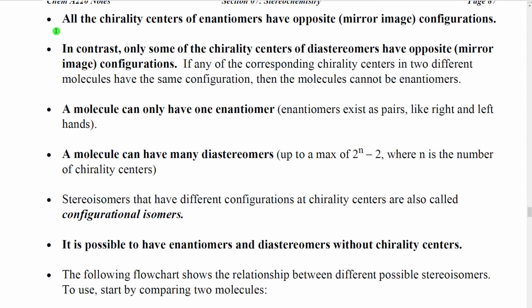Some of this is summarized on the next page right here. All of the chirality centers of enantiomers have opposite configurations. In other words, the groups have been exchanged on the chirality centers. In contrast, only some of the chirality centers of diastereomers have opposite configurations. If any of the corresponding chirality centers in 2 different molecules have the same configuration, then they cannot be enantiomers. A molecule will have only one enantiomer. They exist as pairs. A molecule can have many diastereomers.